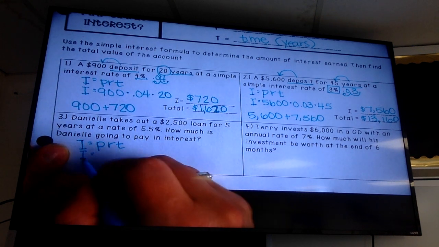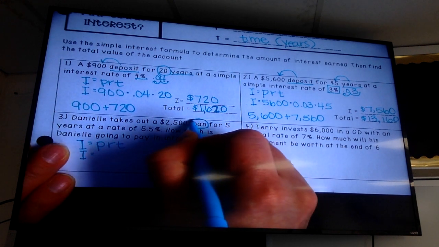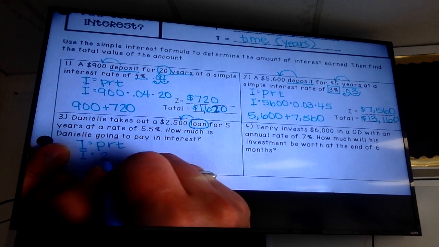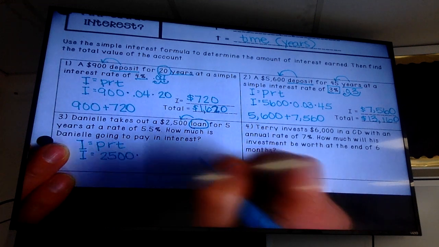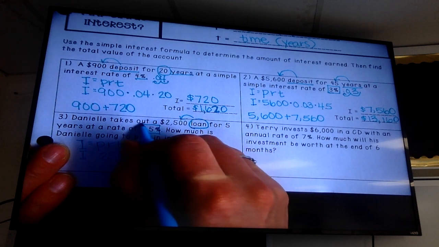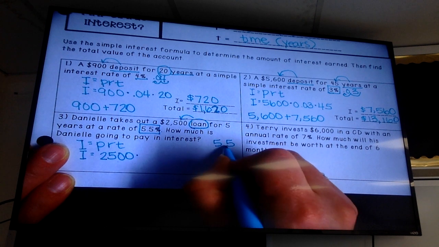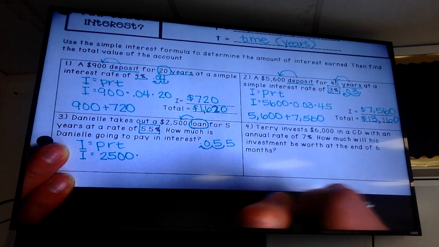So I is going to stay the same. The principal, remember, that's the amount she borrowed or loaned. Okay, so she got a loan for $2,500 times the rate, and this rate is 5.5%. So it's already a decimal, but it's a percent. We still need to move that decimal point 2 places to the left.